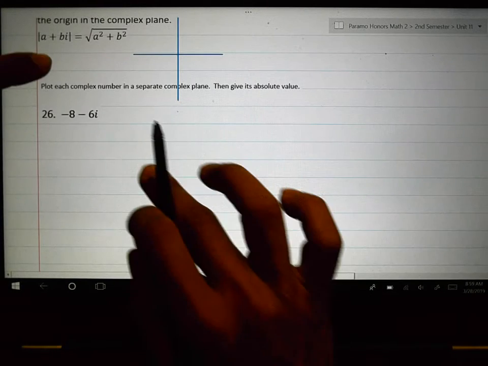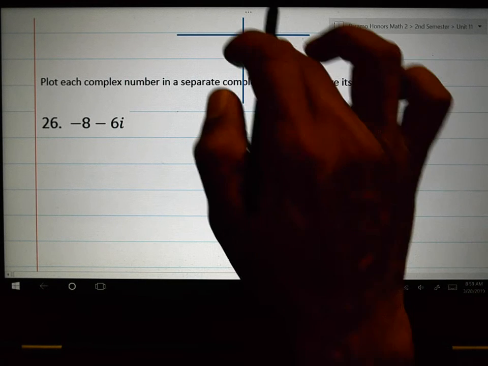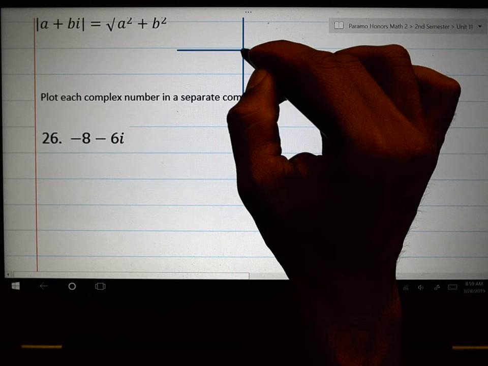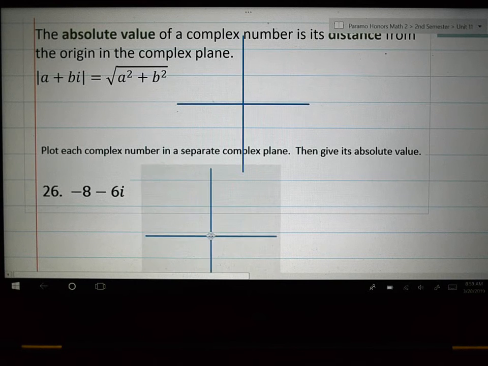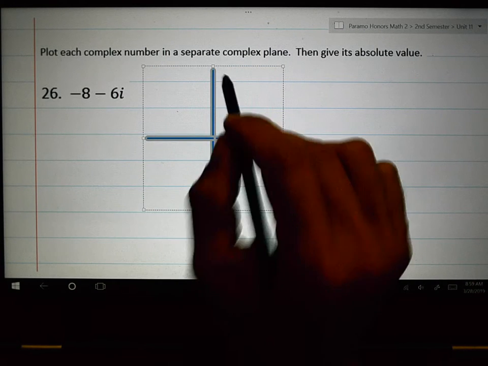Plot each number in a separate complex plane, then give its absolute value. I'm trying to select this one. I don't know if it'll let me do it. Let me grab it from here. Perfect. There we go. That's what I'm trying to do. Plot each complex number on a separate complex plane.